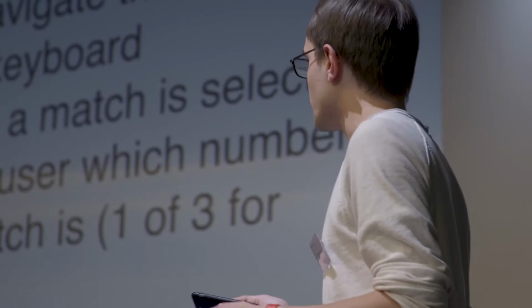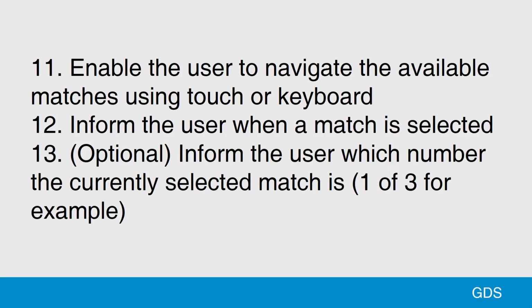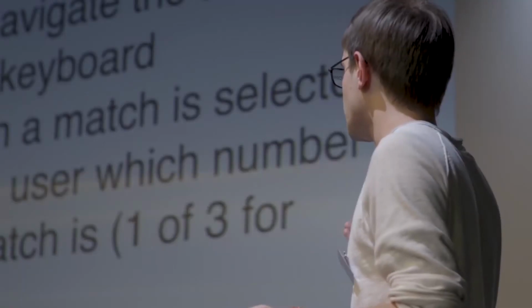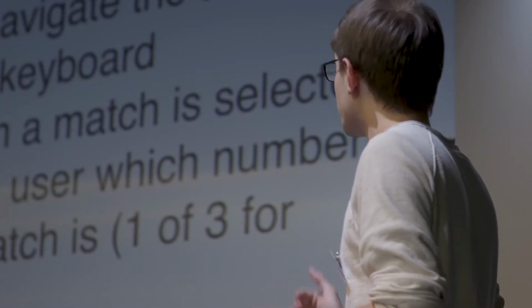Also, it's helpfully told me which number of match I'm on. So that's criteria 11, which is enable the user to navigate the available matches using touch or keyboard. And then 13 is also new here. Inform the user which number of the currently selected matches. This is an optional criteria. So 1 of 3, for example.